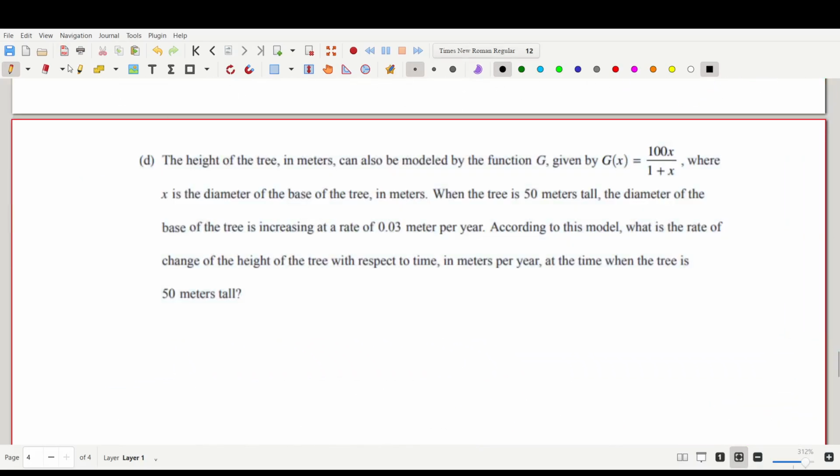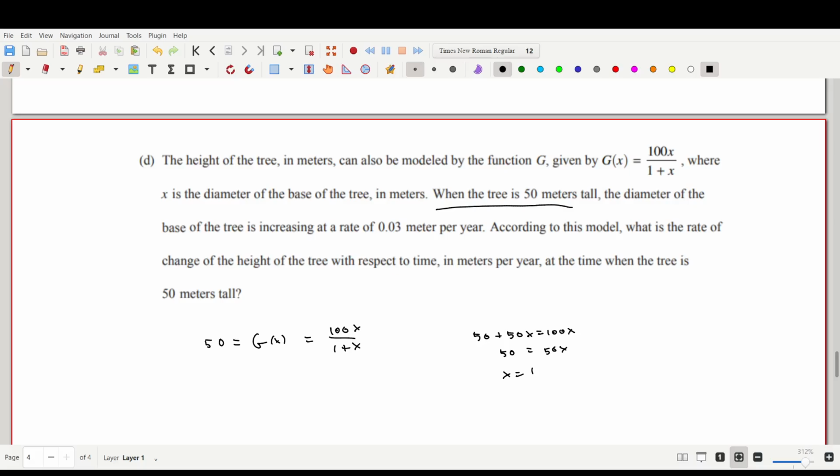The height of a tree in meters can also be modeled by whatever. Usually when they say that, you don't need to use anything in the previous parts of the problem. So where x is the diameter of the base in meters, when the tree is 50 meters tall, that means g of x is 50. So what would the diameter be? 100x over 1 plus x, you can solve that. That's 50 plus 50x is 100x. 50 is 50x, so x is 1. Cool. So the diameter is 1.